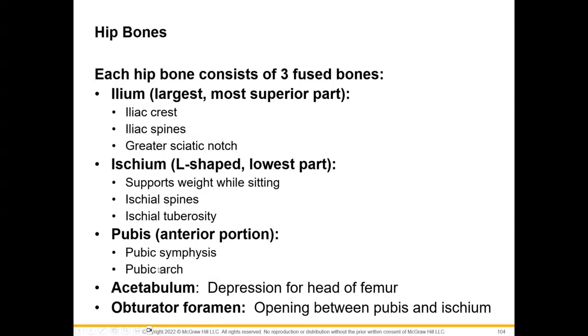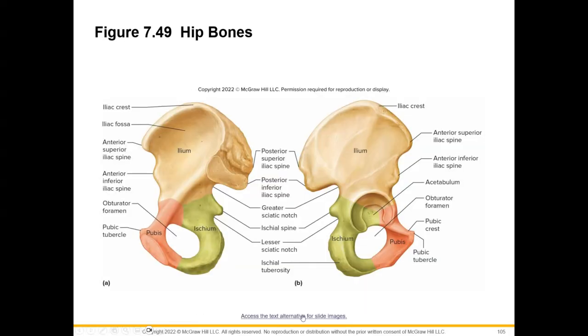Now, on the hip bone, you have the acetabulum. This is a depression where the head of the femur articulates. Then you have the obturator foramen, which is the opening between the pubis and the ischium. Okay, here's this opening, since we just mentioned the obturator foramen. You don't have to know all of these parts of the hip bone.